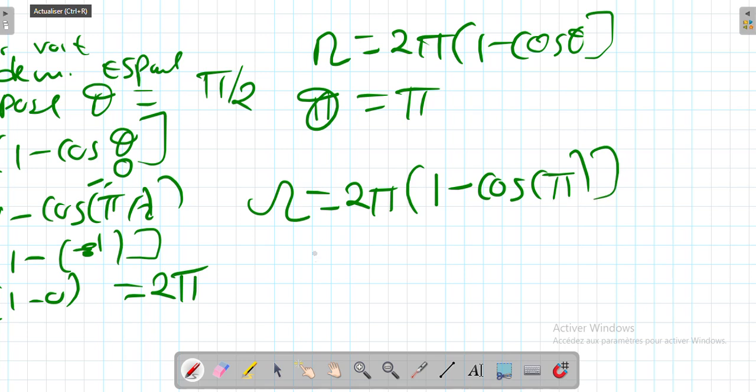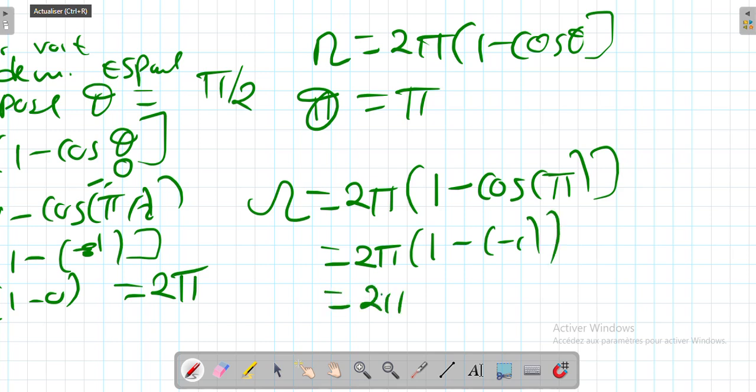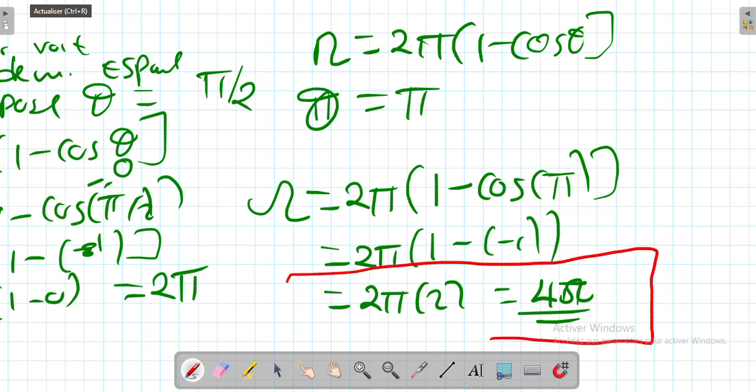So what is cos pi? What is 1 minus cos pi? Cos pi is going to be negative 1. So this is going to be 2 pi multiplied by 2, which is going to be 4 pi. So I'm going to say 4 pi going forward. Please remember this.